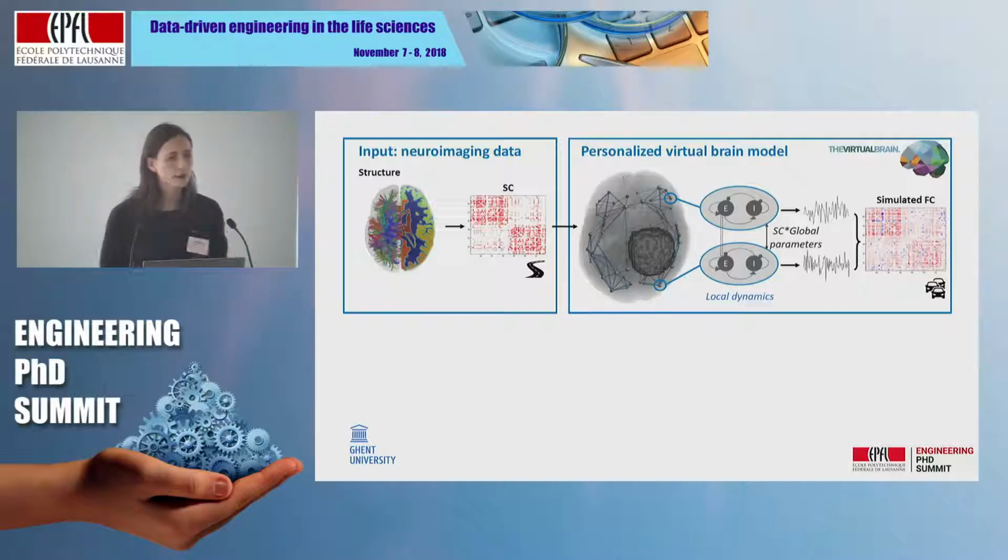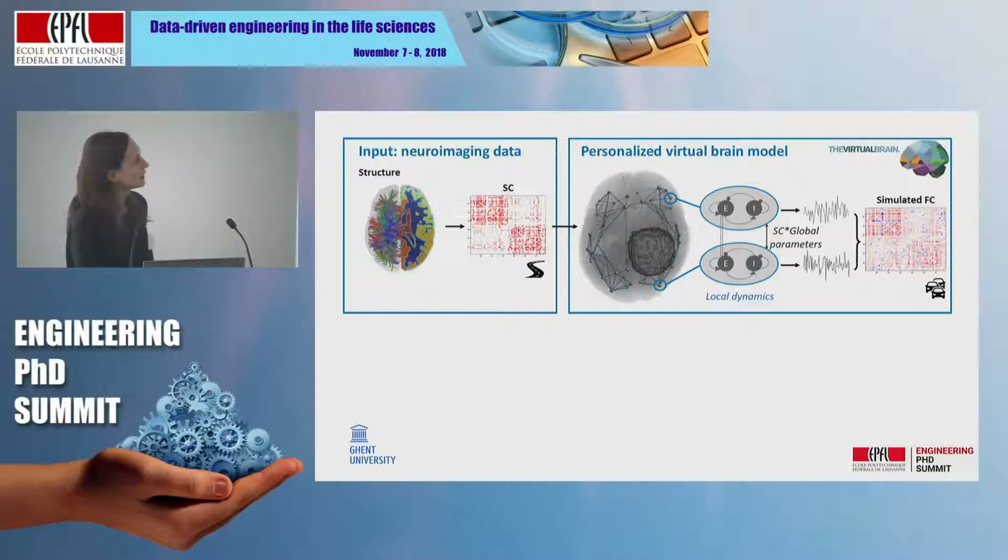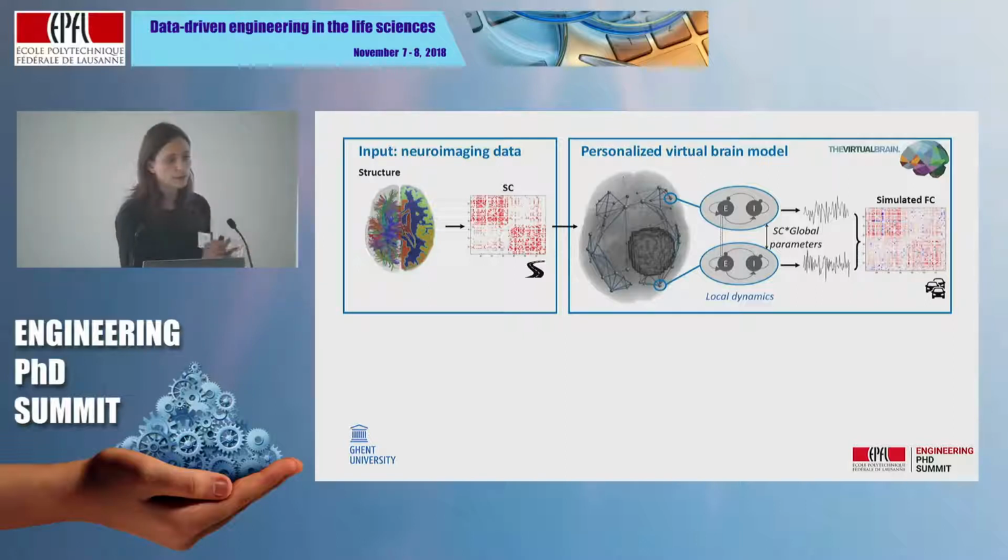So for those who are not familiar with functional connectivity, it means that we compute the similarity between the time courses of different brain regions, for example, using just Pearson correlation. Okay, so this is a general idea of computational modeling.